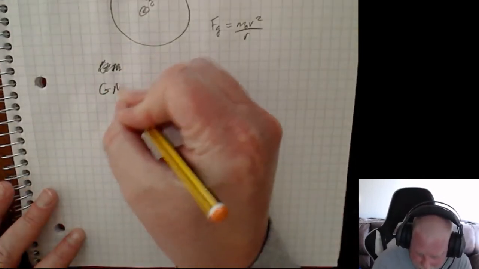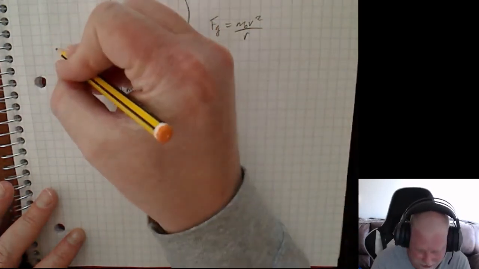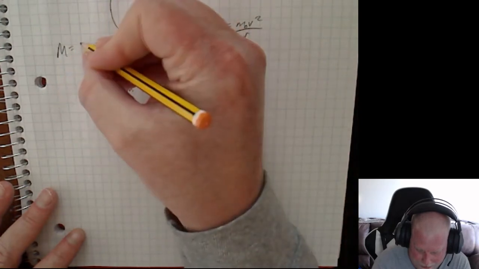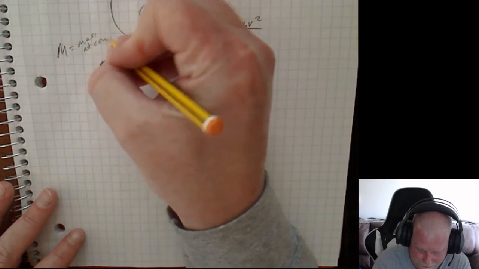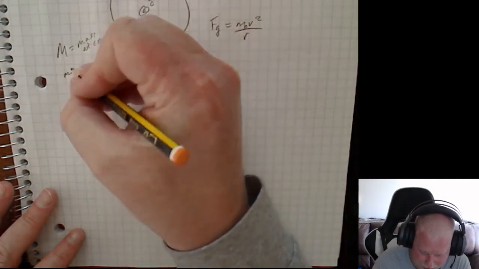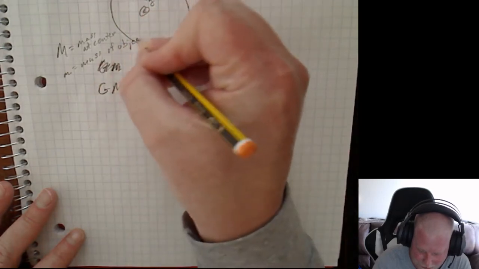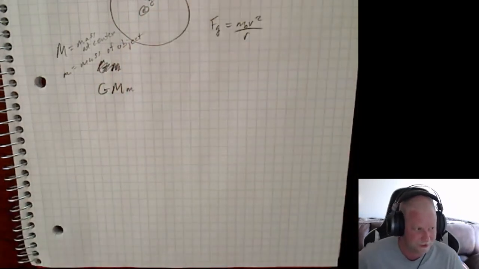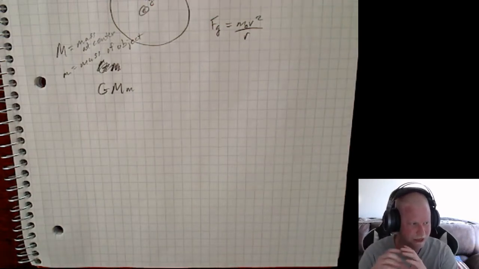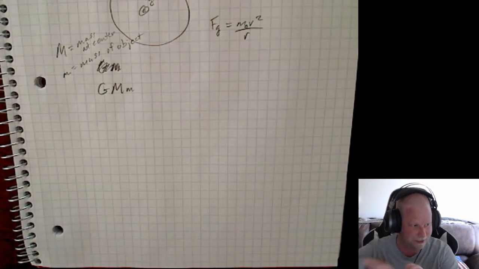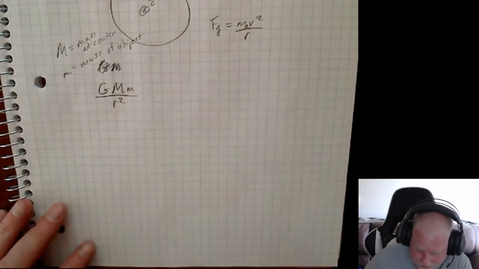G and two masses. And in this case, let's say that your big M is the mass at center of orbit, so the planet, and your little m is going to be mass of object. Right, just to make our lives easy. So big M is whatever is at the center of the orbit, and then little m is going to be whatever is orbiting that big M. And that is all over a distance squared.